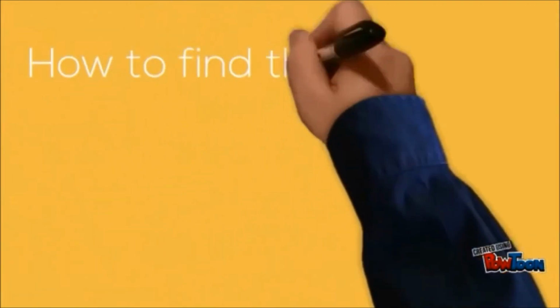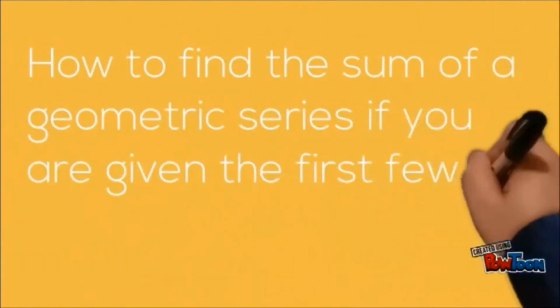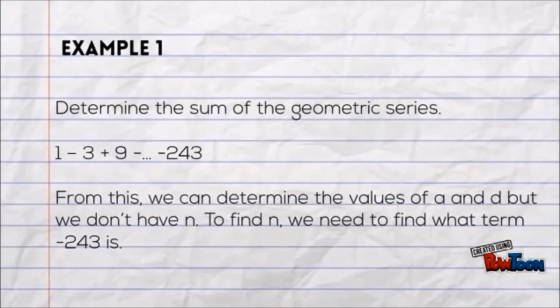How do you find the sum of a geometric series if you're given the first few terms and the last term? Example 1. Determine the sum of the geometric series. From this, we can determine the values of a and r, but we don't have n. To find n, we need to find what term negative 243 is.